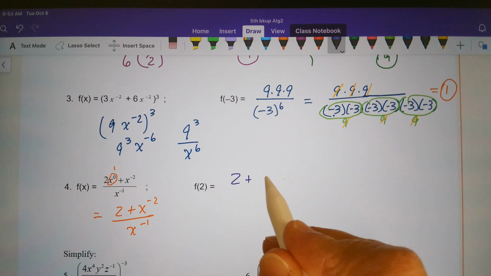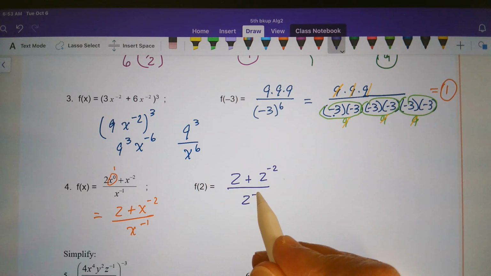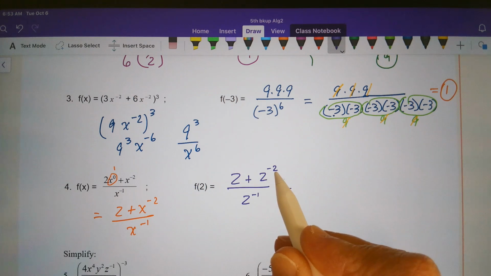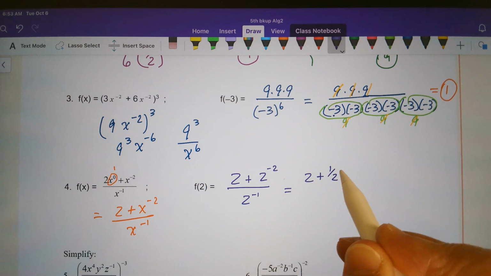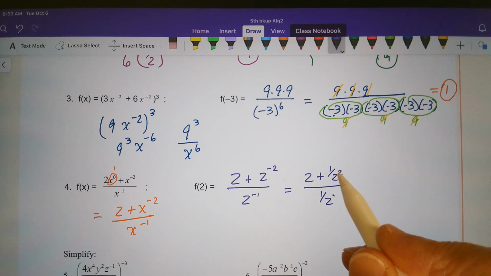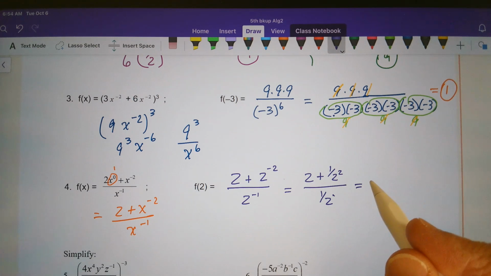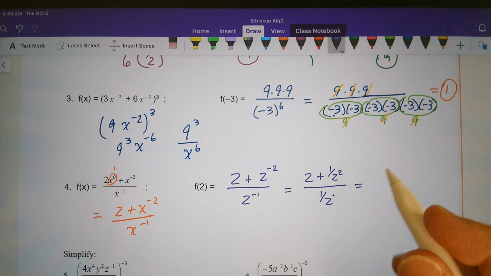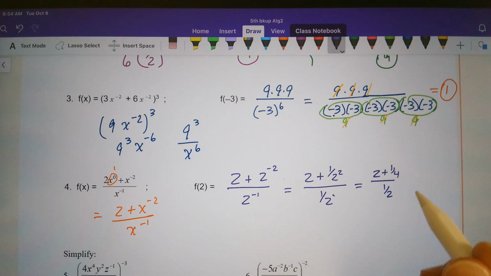So this is 2 plus 2 to the negative 2 divided by 2 to the negative 1. Well, 2 to the negative 2 is the same as 1 over 2 to the positive 2. 2 to the negative 1 is the same as 1 over 2 to the positive 1. So we've got fraction in the numerator, fraction in the denominator. So this is 1/4. So I have 2 and 1/4, 2 plus 1/4 divided by 1/2.